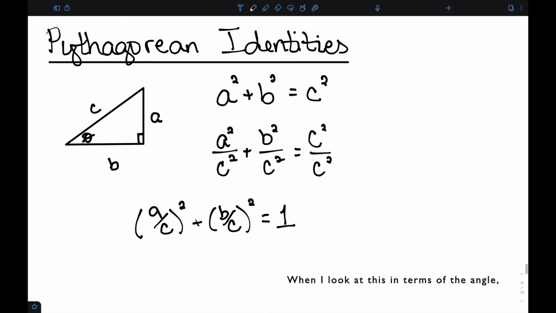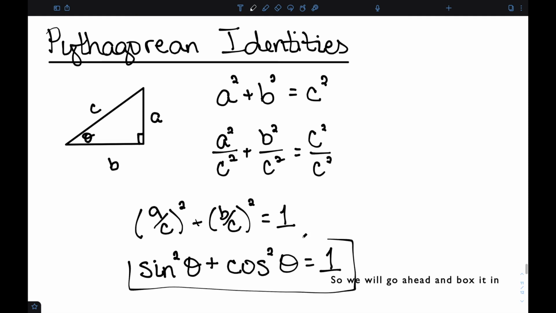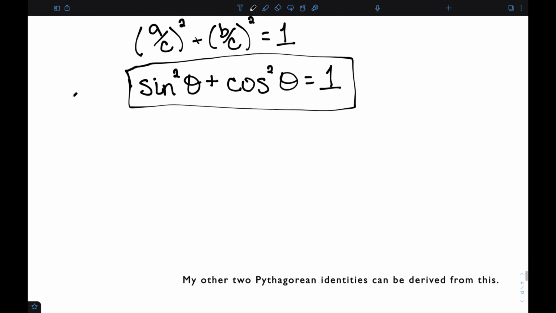And when I look at this in terms of the angle, a over c is opposite over hypotenuse. In other words, it's sine. So this is sine squared theta. B over c is adjacent over hypotenuse, or cosine, so this is cosine squared theta, is equal to 1. And this is the first of my 3 Pythagorean identities. So we'll go ahead and box it in to remind us that it is important. My other 2 Pythagorean identities can be derived from this.